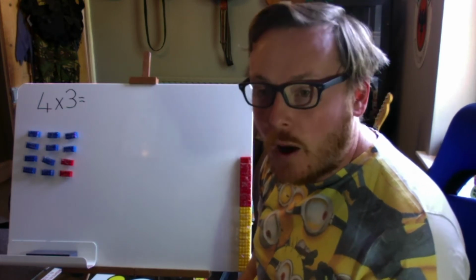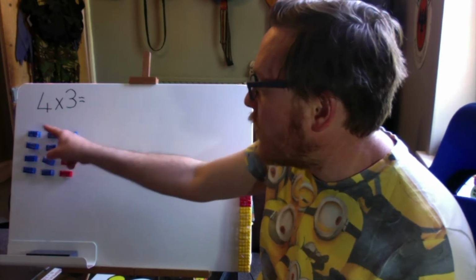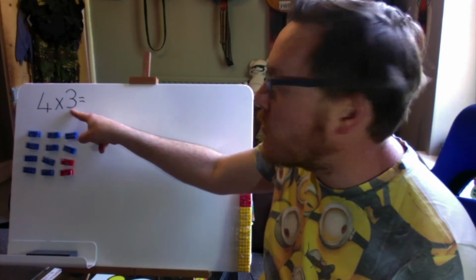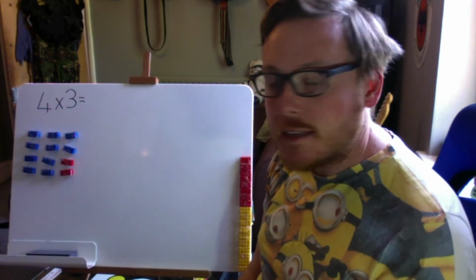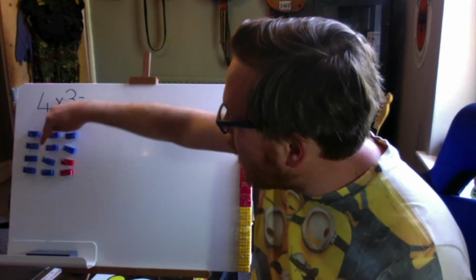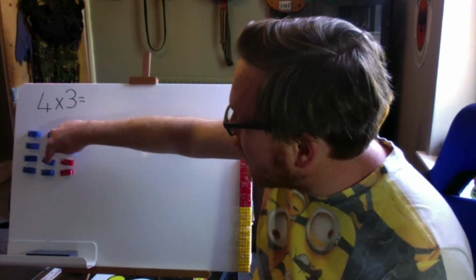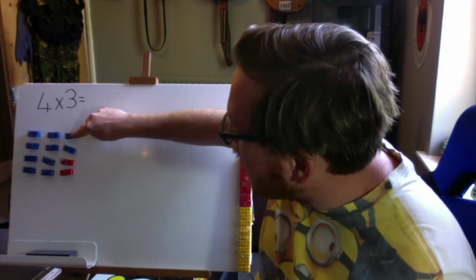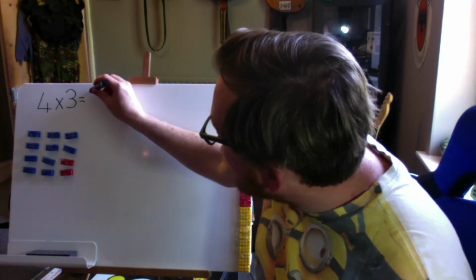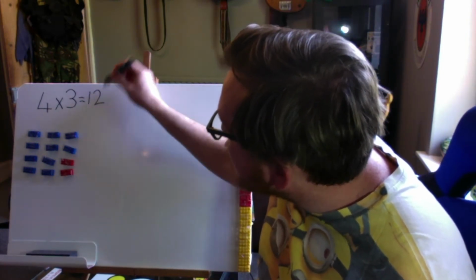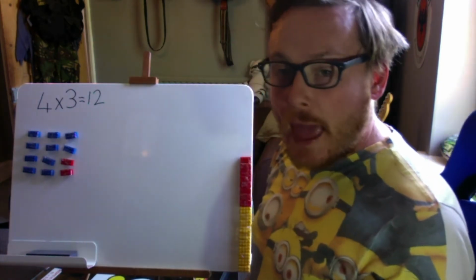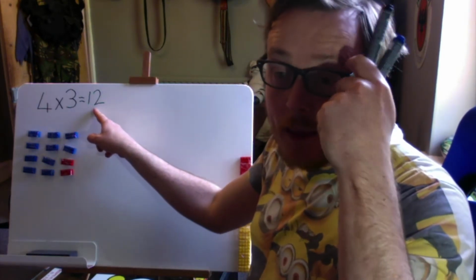Okay, so now I've done the same thing. I've got my 1 4, 2 4s, 3 4s. I made 4 and I did it 3 times. Let's count them all together and see how many we've got. 1, 2, 3, 4, 5, 6, 7, 8, 9, 10, 11, 12. So my answer should be 12. And just like before, to check, I can swap my numbers over and do it again. And I'll know my answer should be 12.